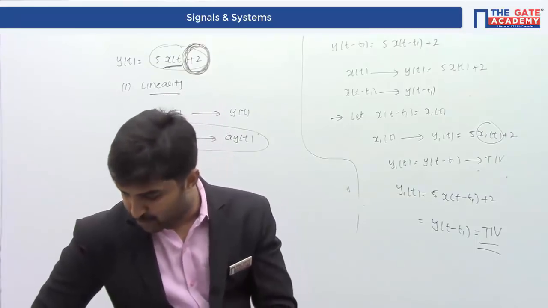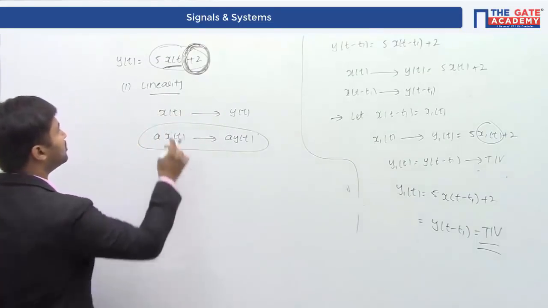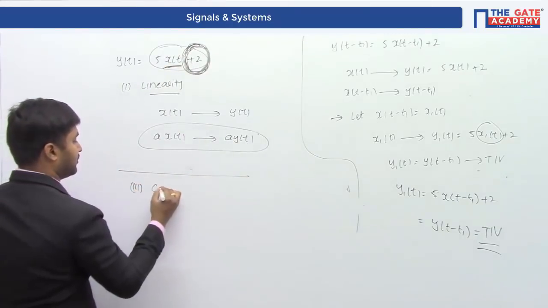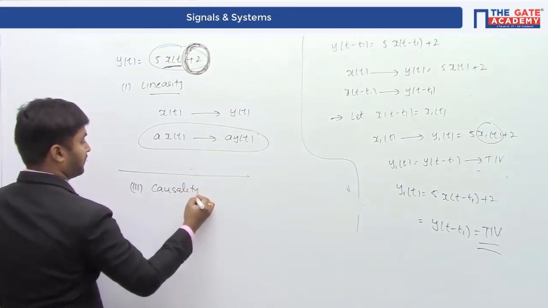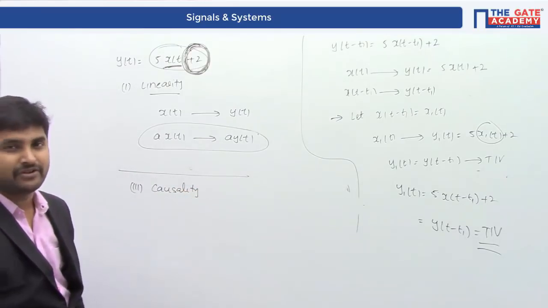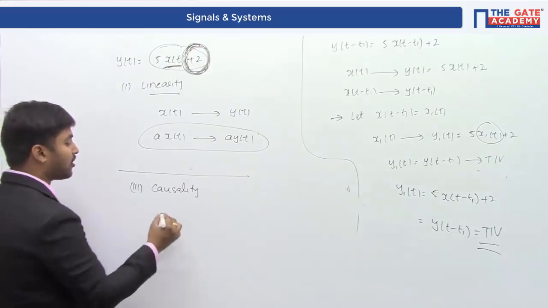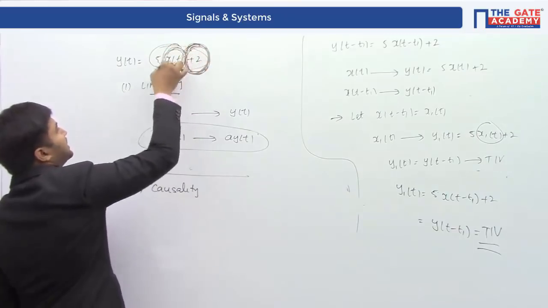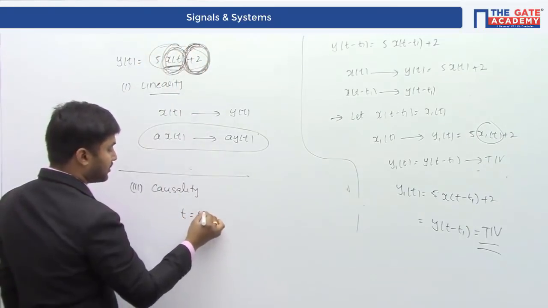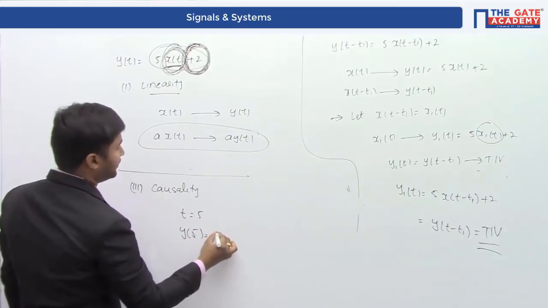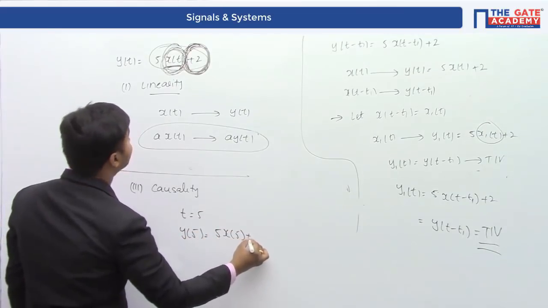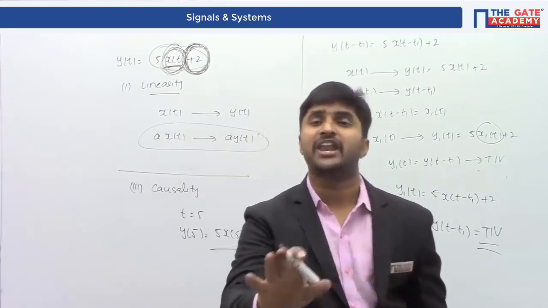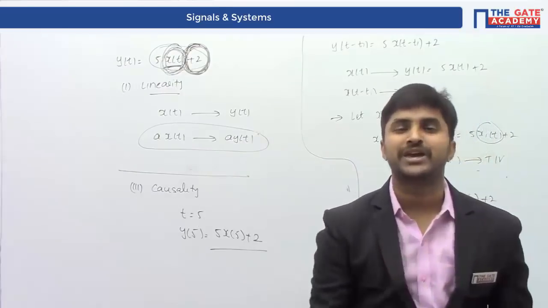The current system, y of t is equal to 5 into x of t plus 2, is clearly a causal system. Why? Because you have dependency only on x of t, which is the present input. If I take an instant of 5, the output at t equal to 5 is going to be 5 times the input at t equal to 5, plus 2, which indicates that even this particular system doesn't require any memory. So it has to be a causal system.